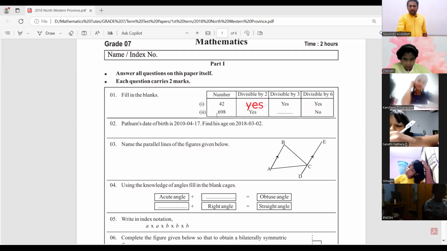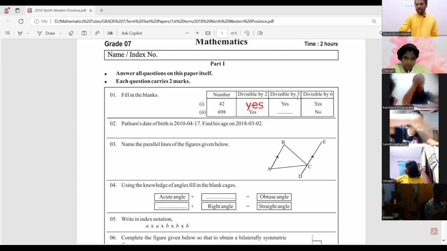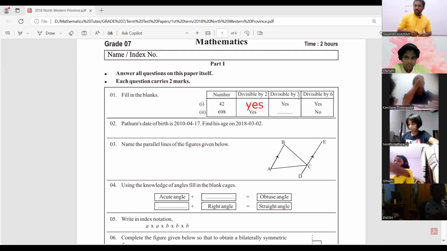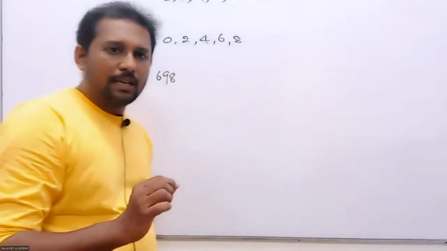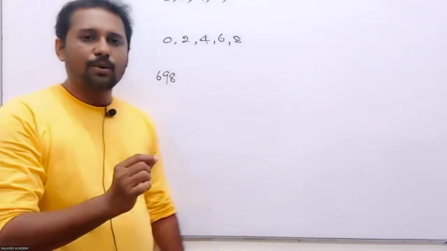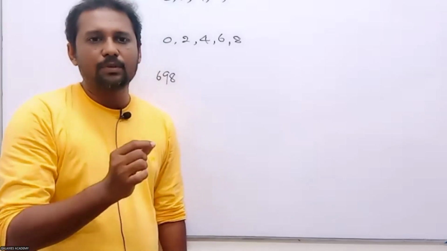Then the next one, look at 698. You have to check, is it divisible by 3? How can we check whether the given numbers are divisible by 3? You have to find the digital root of the number. If the digital root of the number is 3, 6 or 9, it is divisible by 3 without remainder.